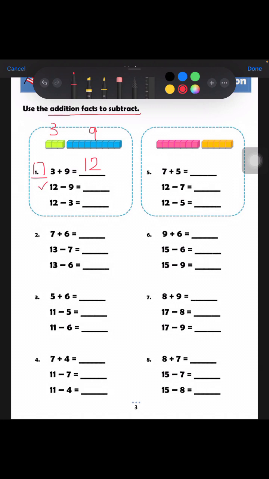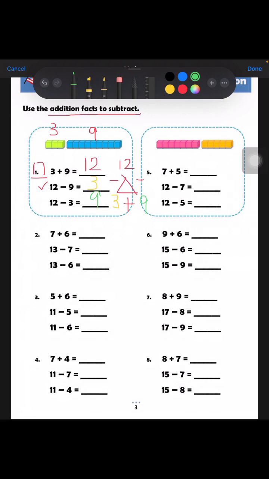So let's draw the fact family. So the whole is 12, the parts are 3 and 9. So 3 plus 9 equals 12. So how about 12 minus 9? Yes, it equals to 3. And then how about 12 minus 3? What is the answer? Yes, it equals to 9.